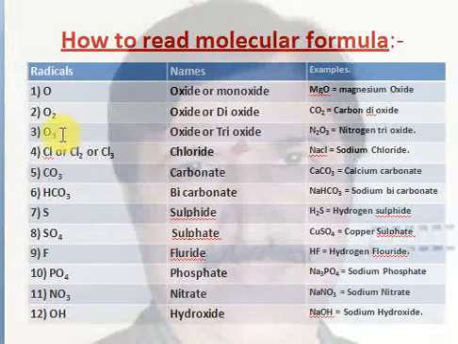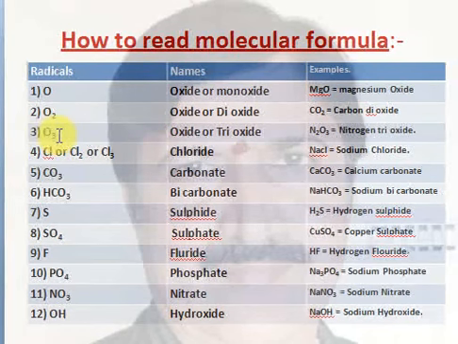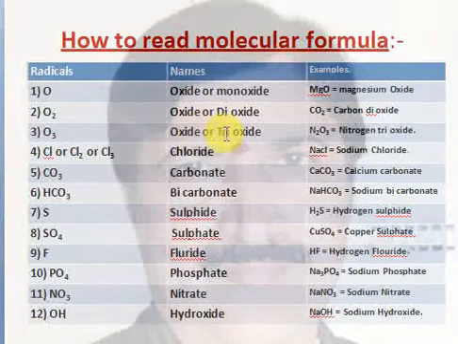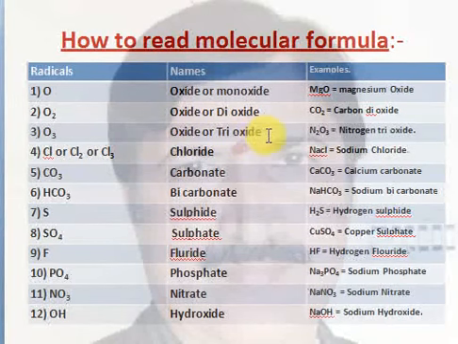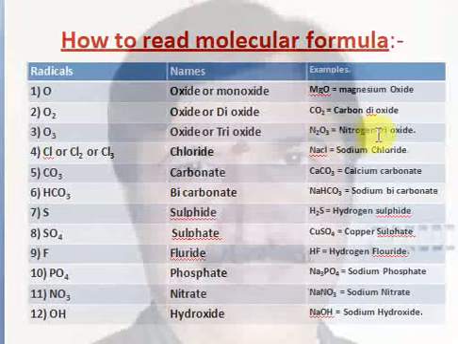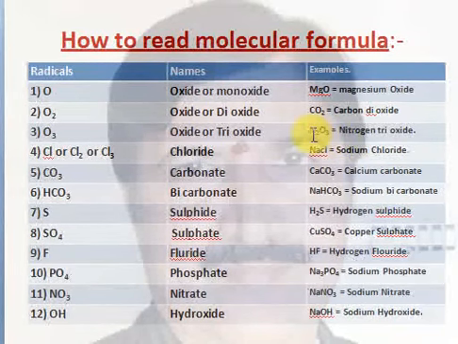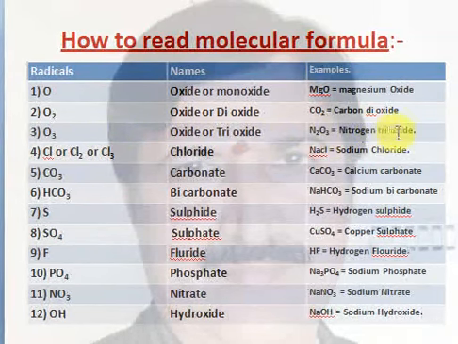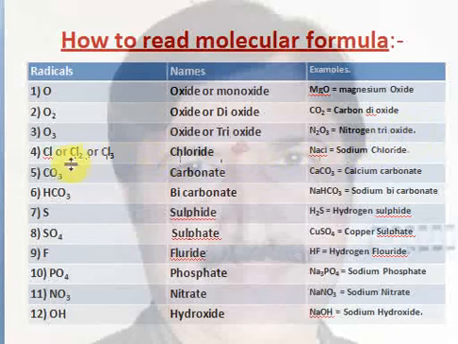Then if the molecular formula ends with O3, generally we call it oxide. Sometimes we read it as trioxide. Nitrogen trioxide, tri refers to 3. So nitrogen combines with 3 atoms of oxygen. So if molecular formula ends with O3, then you may call it trioxide.